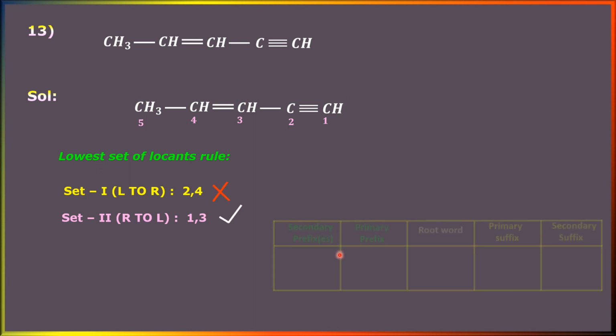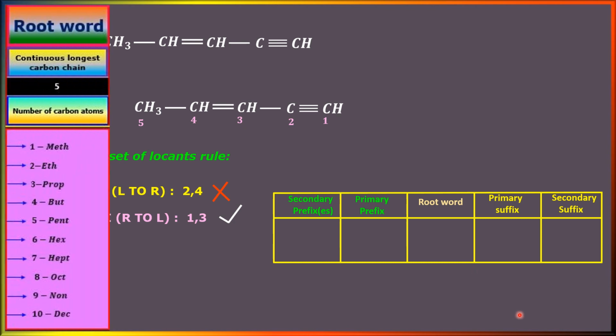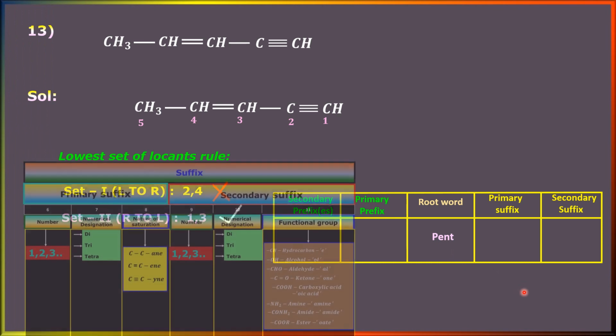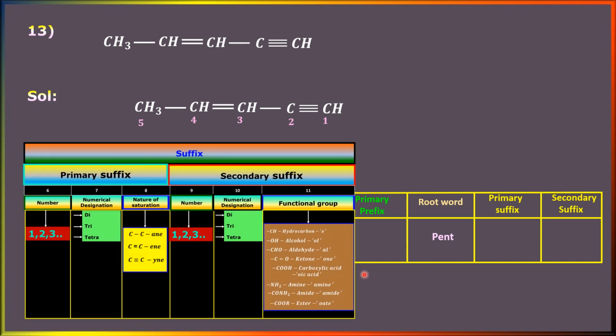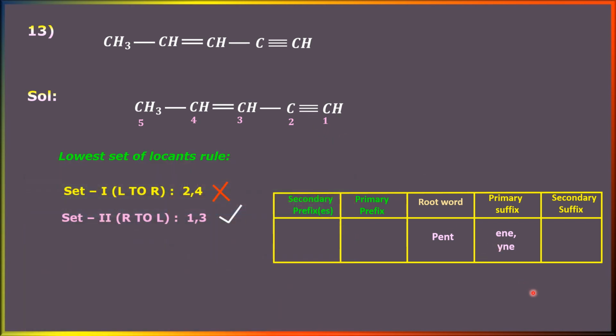Okay. Then root word, 5 carbon atoms are there, so it is pent. Next, primary suffix here, in and ein, because double bond is there, it is in, triple bond is there, it is ein. And while writing the primary suffixes in IUPAC name, we have to follow the alphabetical order. So in comes first, then ein.